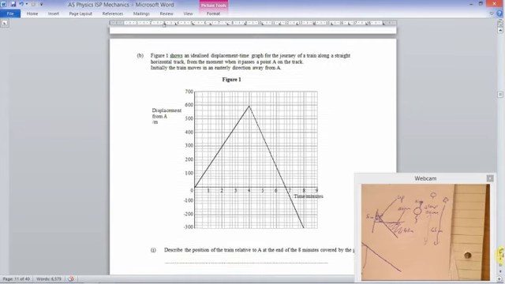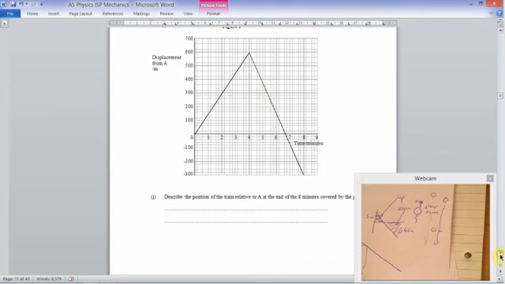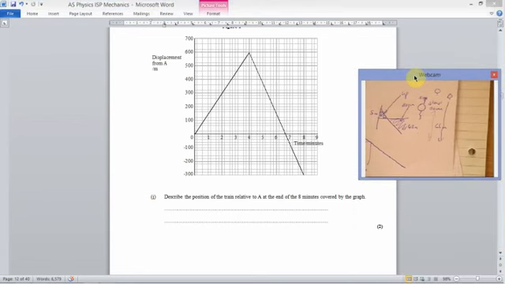Okay, so we've got a displacement time graph for a train along a track. So you can see in this situation over here, it's got a positive velocity. In this situation over here, it's got a negative velocity. So over here, it's going forward. Over here, it's going backwards. Describe the position of the train relative to A at the end of the 8 minutes covered by the graph.